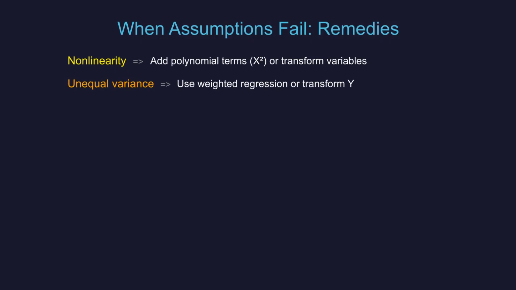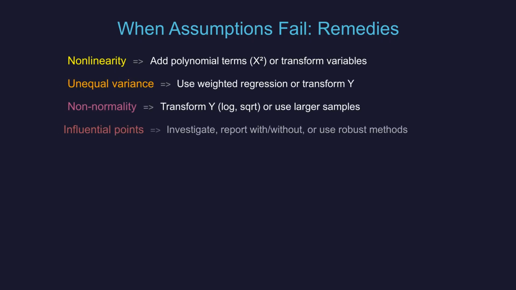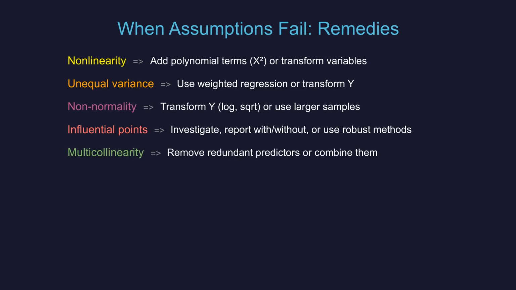What do we do when assumptions fail? For nonlinearity, add polynomial terms or transform variables. For unequal variance, try weighted regression or transform y. For non-normality, log or square root transformations can help. For influential points, report results both with and without them. And for multicollinearity, remove or combine redundant predictors.